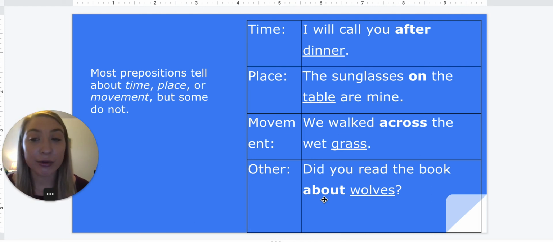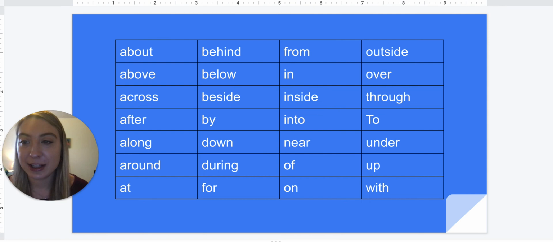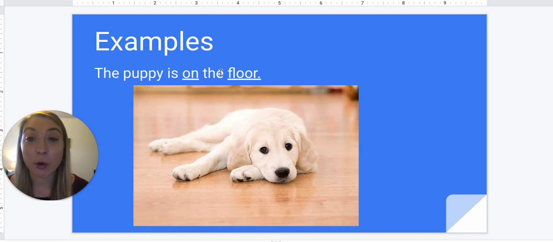So now let's go through some examples. Sometimes it helps if we look at a picture to go with the sentences. In this sentence, we see the puppy is on the floor. As we know from our preposition list before, on is one of our prepositions. And what is the puppy on? The floor. So we can see it here. On is going to be our preposition. Floor is our object of the preposition.